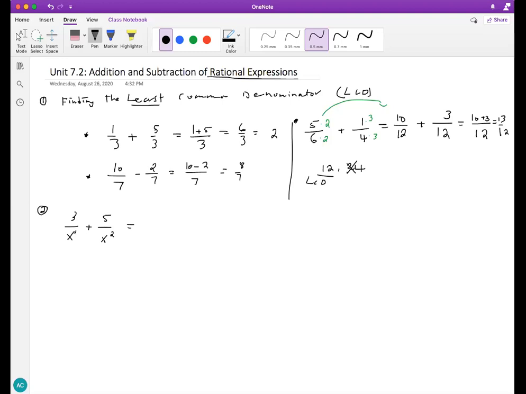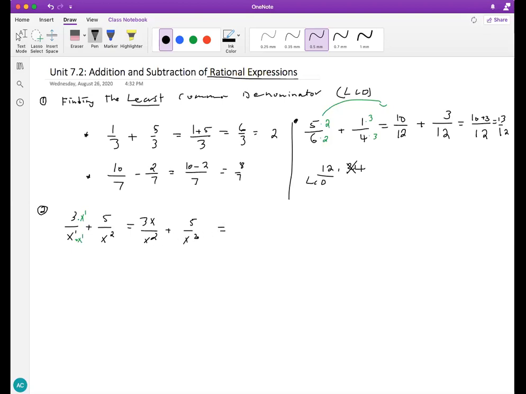That means we need to turn this x+1 into x^2. How do you turn that into x^2? Basically, it looks like we have to multiply this by x. If you times this by x, it turns into x^2, and this is already x^2, and we're good. So we times this by x, and as always, when you times the bottom by something, you times the top by the exact same thing, in this case x. 3 times x, you're going to get 3x over x times x, that's x^2, plus 5 over x^2.